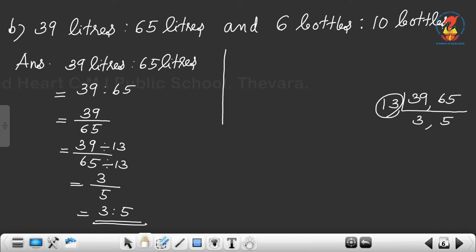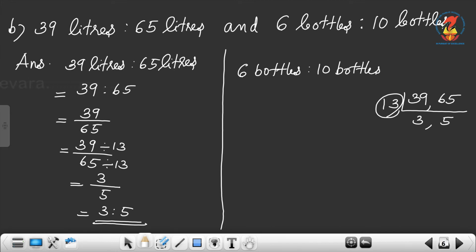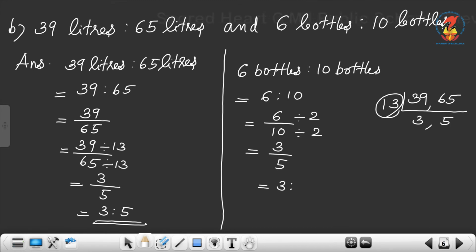Now, consider the next one. 6 bottles is to 10 bottles. So, we can write 6 is to 10, which is equal to 6 by 10. Then we can reduce to the lowest form. We can divide both numerator and denominator by 2. 2 is the highest common factor. 3 by 5, so 3 by 5 equals 3:5.